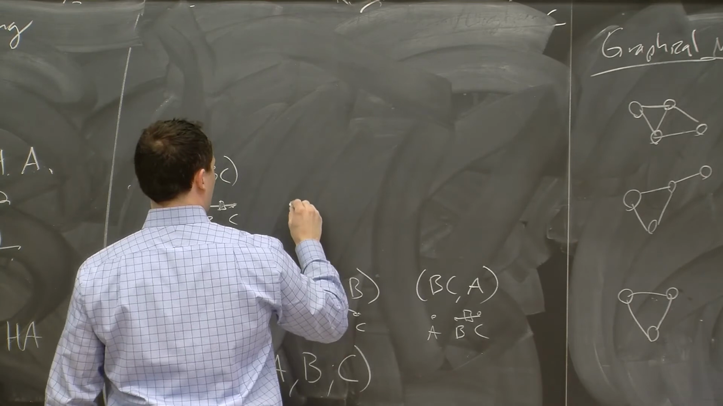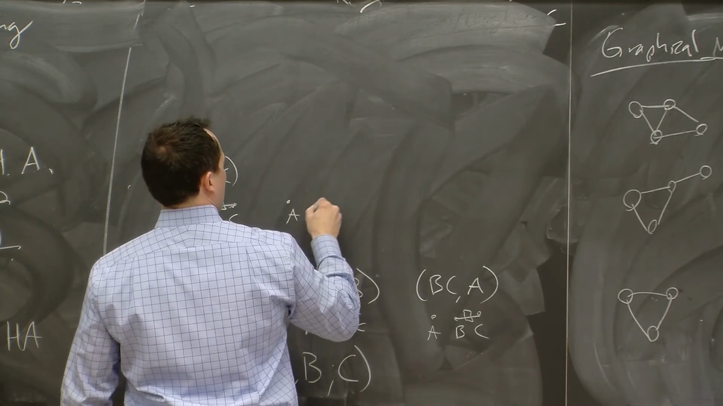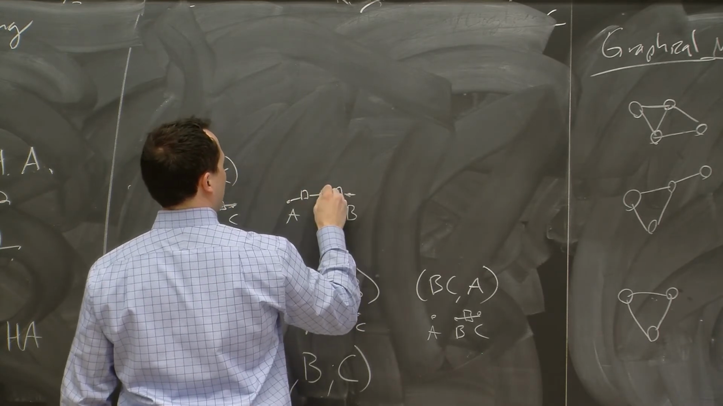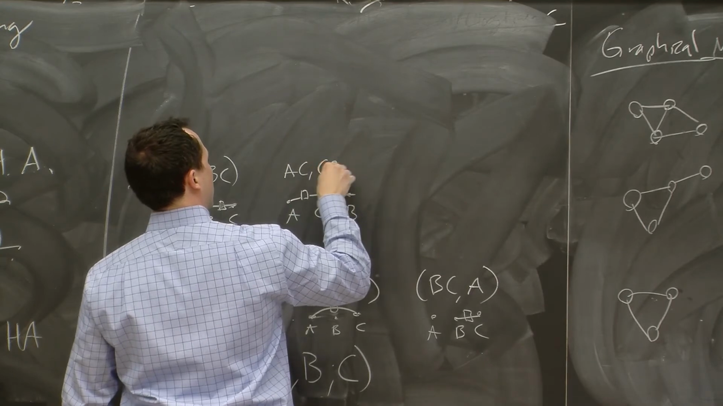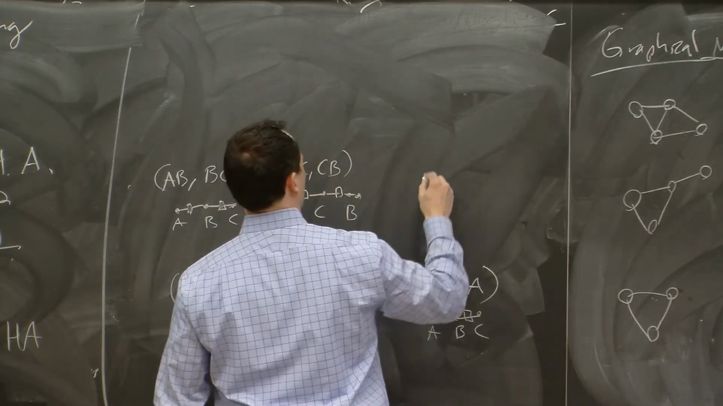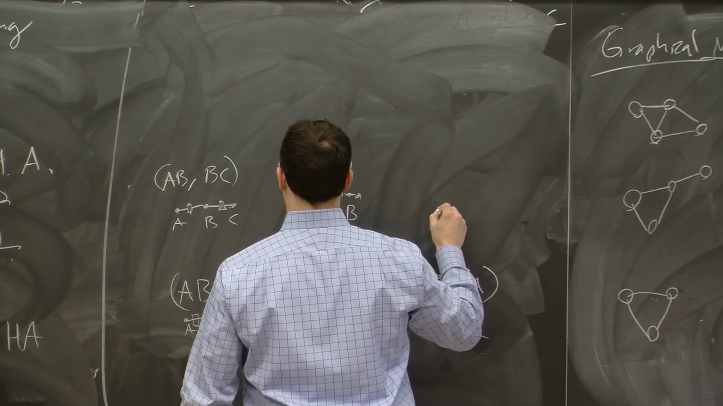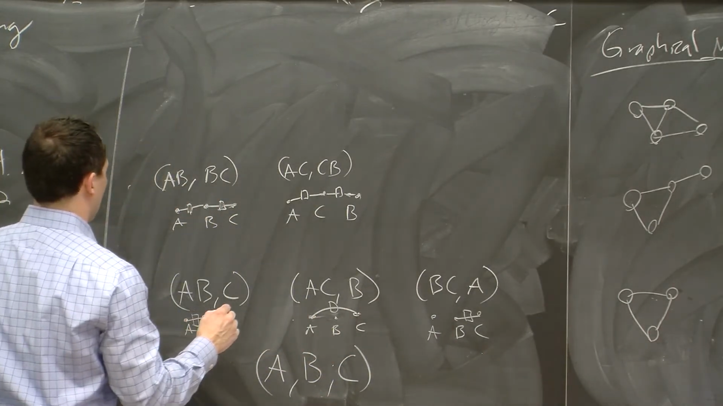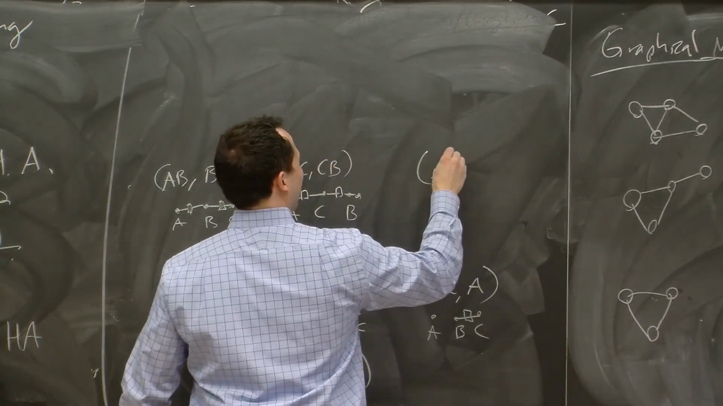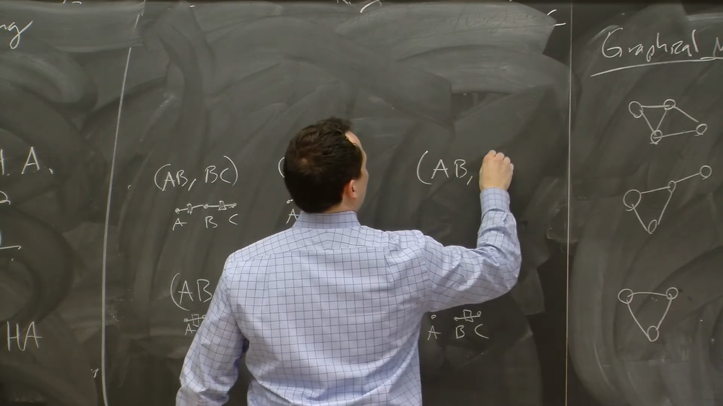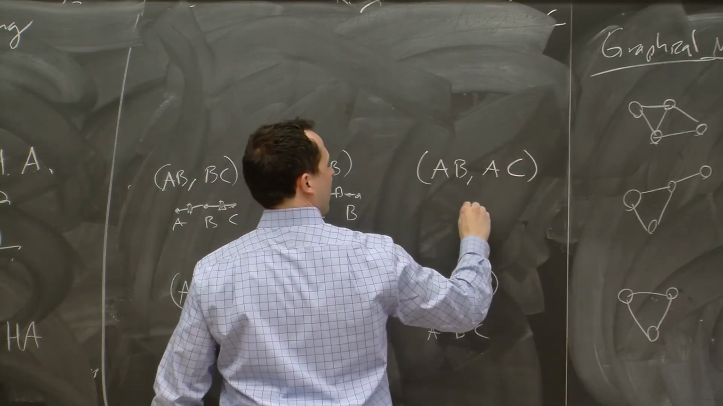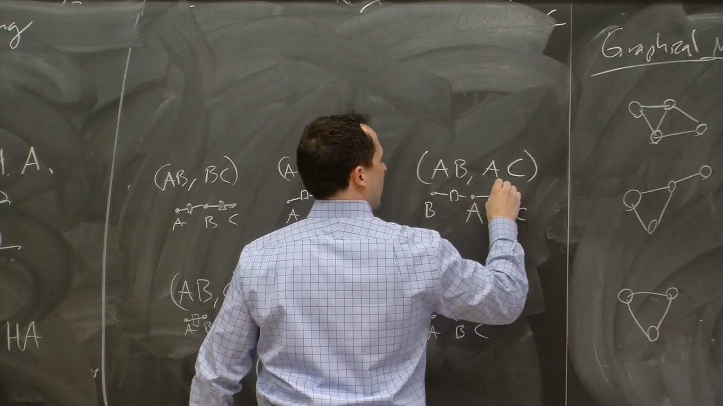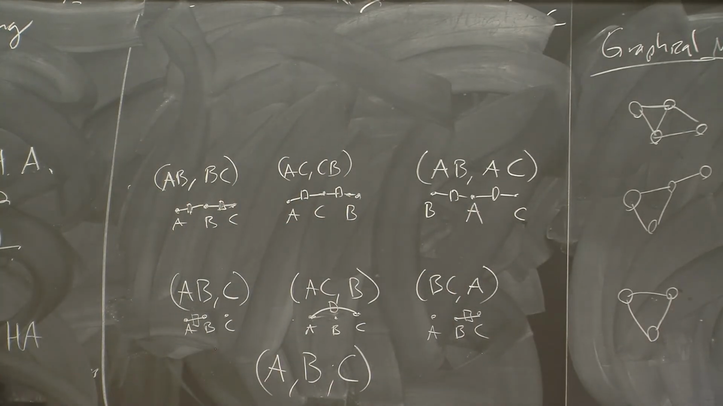I can do A, C, B. I'm just changing the order now. So AC, CB. And I can do the last one. What am I missing? AC. What's the last one? AB, AC? Yeah. Okay. So now everything is centered on A. Put A in the middle, put B over here, put C over here. So those are the conditional independence models.